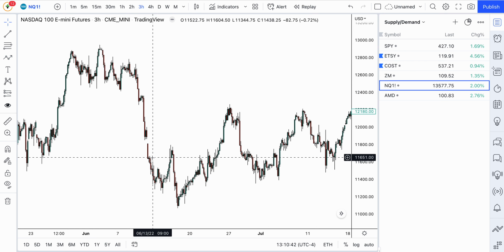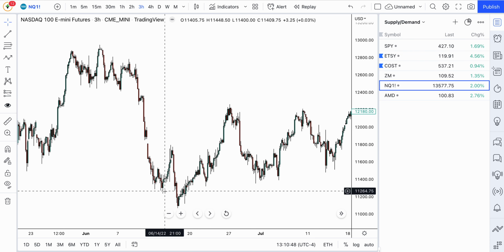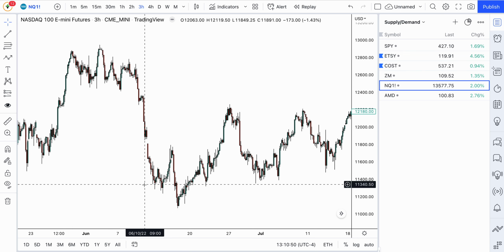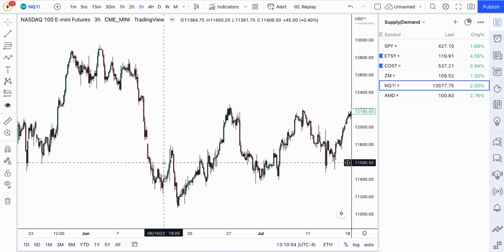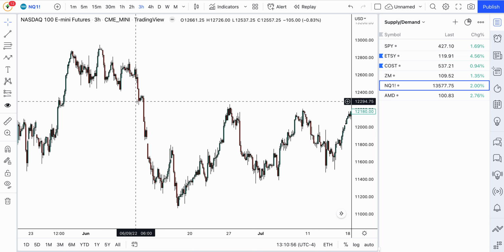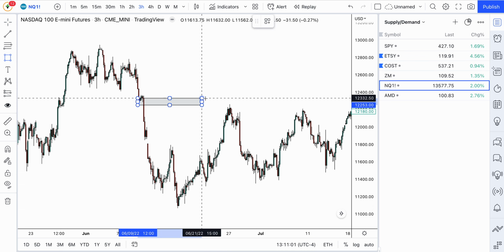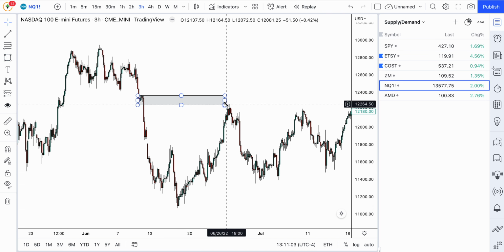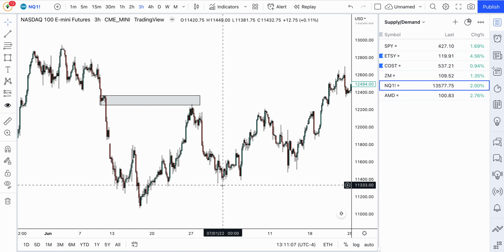You can see this was such a fast move. It went from 12,300 all the way down to 11,200 in a matter of a few days, right? This was a weekend, but you get the point. It was a very fast move, came down very, very fast, right? So this would be an example of a very good zone, right around there. And you can see we tapped it and then immediately went lower, right?